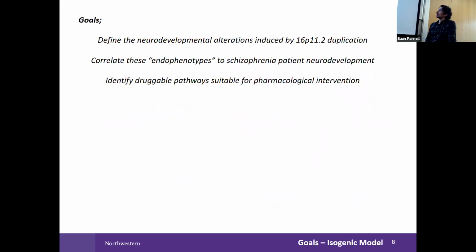So our goals for this talk are to define the neurodevelopmental alterations that happen due to the 16p11.2 duplication, correlate these to the phenotypes present in schizophrenia lines, and then correlate that with patient outcomes and patient presentation. And one of my goals is to try and find druggable pathways that are suitable for pharmacological intervention. That would allow us to not only define the key genes in that large region of DNA that's altered, but also try and propose therapeutics that might be useful in treating patients with this.